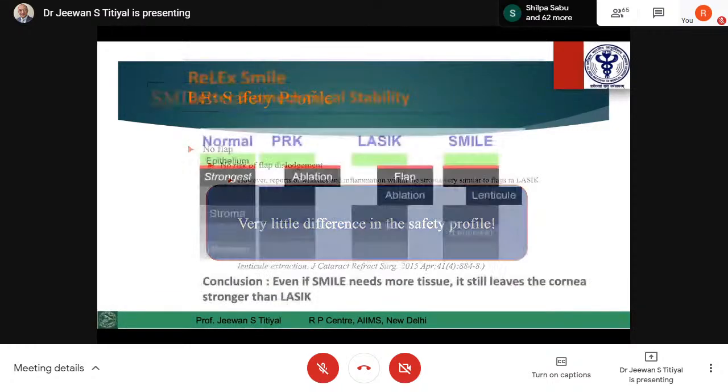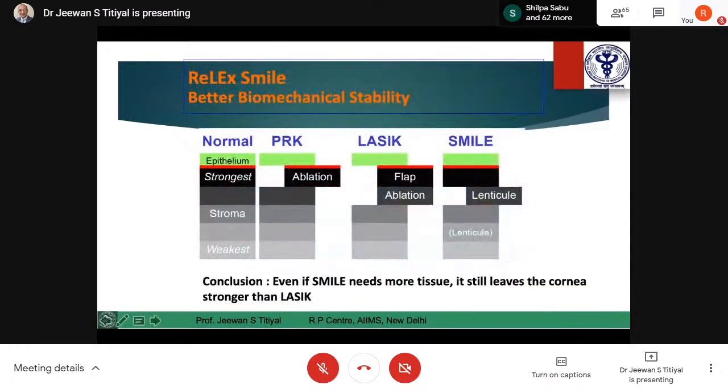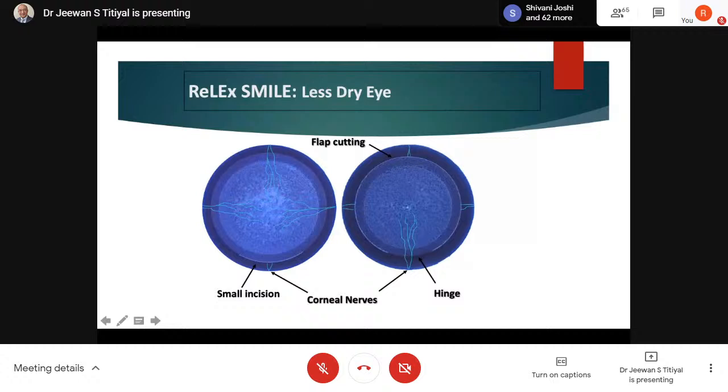Safety is almost similar to LASIK patients. If you see here, the area from where we are taking the lenticule and the area which is ablated in LASIK is almost similar. But despite that, the biomechanical strength of SMILE patients is better, because we are cutting only this part. The entire area is retained. In LASIK, you are cutting the entire 270 or 280 degrees, and you're cutting all the nerve plexus. Here only a few superior plexes are cut, therefore the dry eye is going to be less. The tissue is going to be maintained better, and the mechanical strength will be much better with SMILE patients.